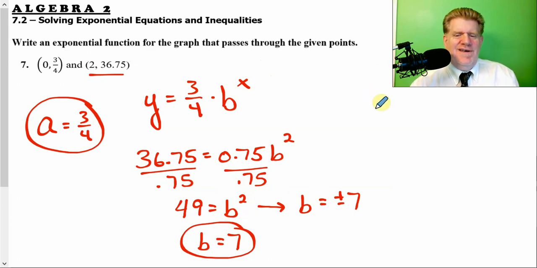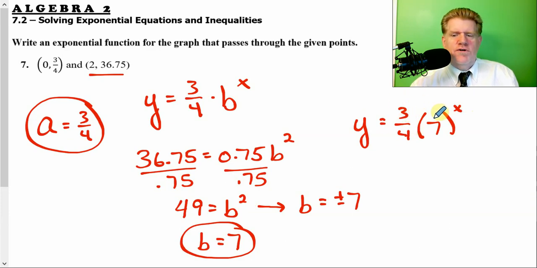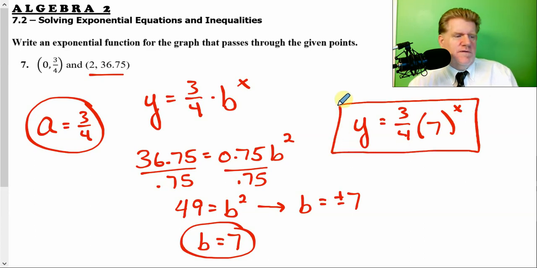Okay. So our equation will be 3/4 times 7 to the x. And just like the other ones, we start at 3/4 or 0.75, and then we multiply it by 7, then multiply it by 7, then multiply it by 7. That's our growth factor. All right. Not so bad, is it?